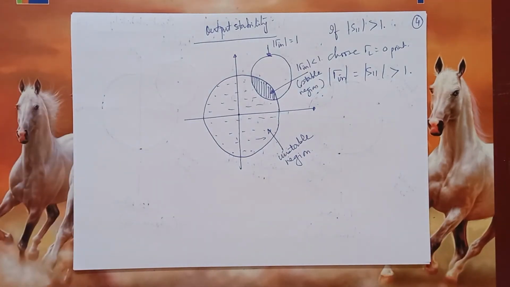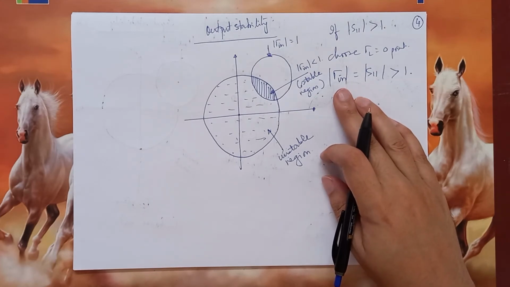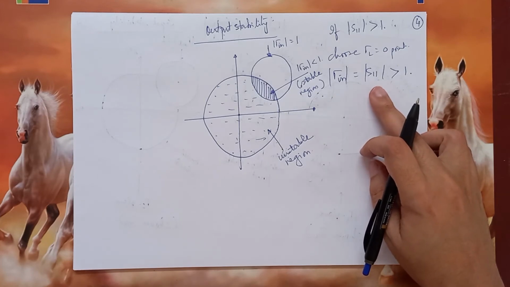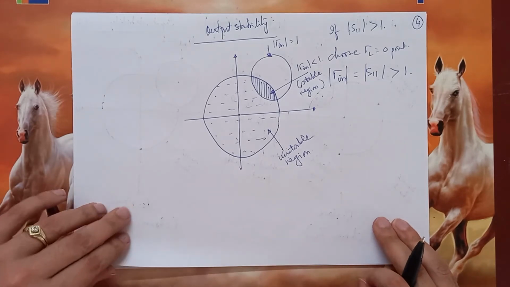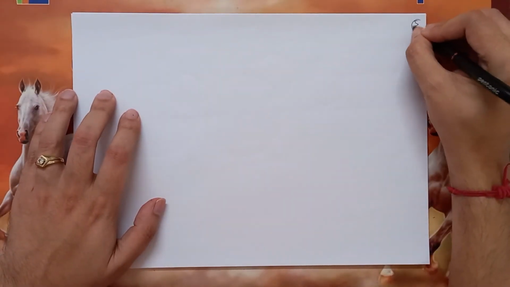Similar is the case for the source impedance side also, because gamma in will get replaced by gamma out and S11 will get replaced by S22. So let us pictorially draw what we have learned so far. Let us represent it through some drawings.